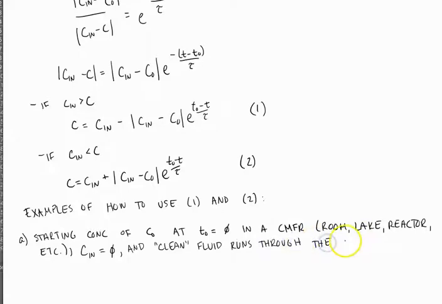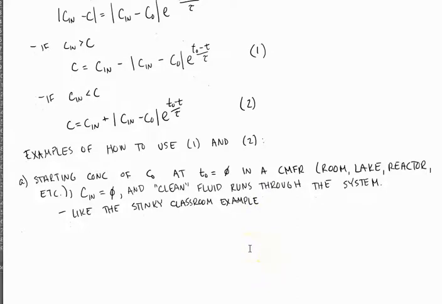If you've seen the other Transient CMFR video, you will recognize that this is very similar to the stinky classroom example that I gave. Okay, so because C in is 0, C in will always be less than C, the concentration inside the classroom. So in that case, what I'm going to need to do is use equation 2.